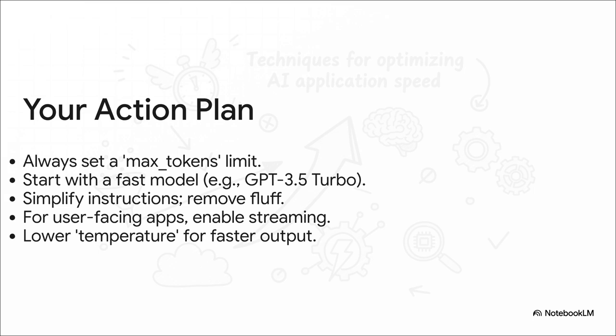Be direct. 4. For any app that a person is looking at, turn on streaming. This is a game changer. It makes the words appear one by one, so the user starts reading right away instead of staring at a loading icon. And finally, number 5, try lowering the temperature setting. This makes the AI's answer less random and more predictable, which can also speed up generation a bit.